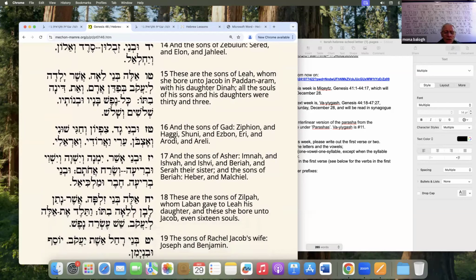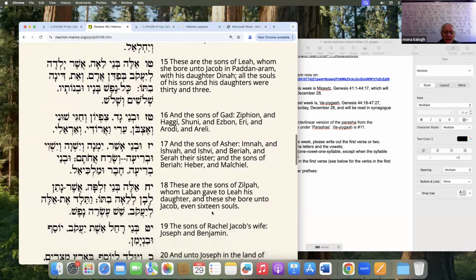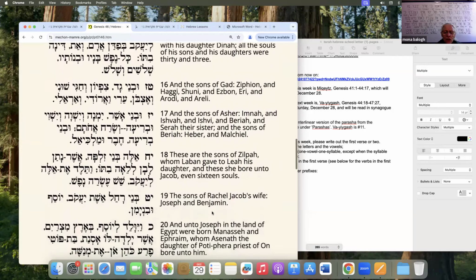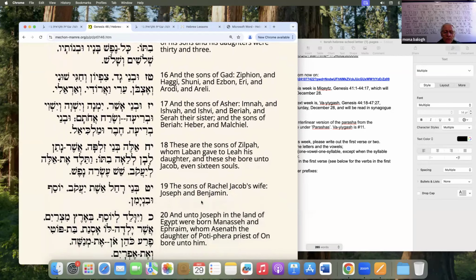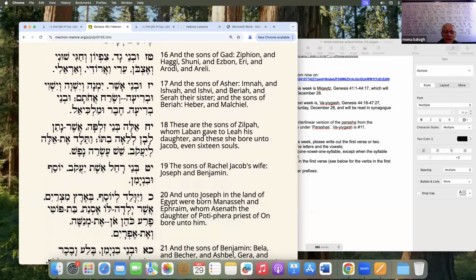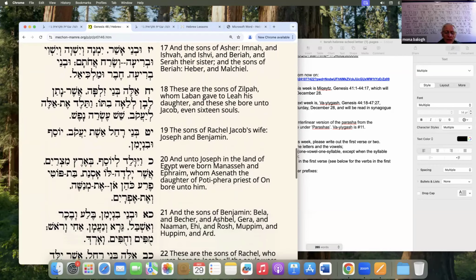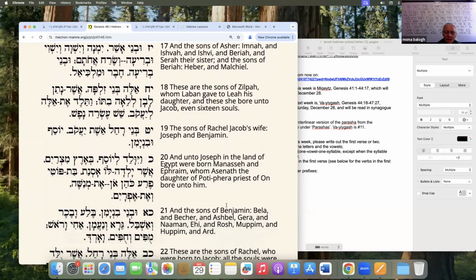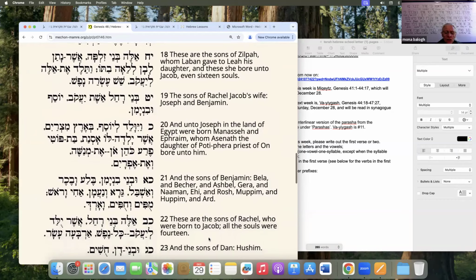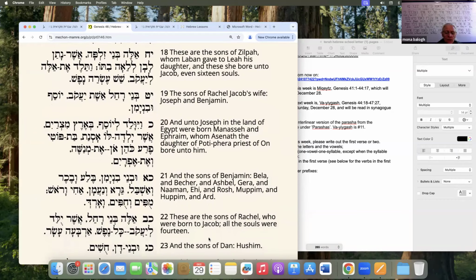These are the sons of Zilpah, whom Laban gave to Leah, his daughter, and these she bore to Jacob, 16 souls. The sons of Rachel, Jacob's wife, Joseph and Benjamin. And to Joseph in the land of Egypt were born Manasseh and Ephraim, whom Asenath, the daughter of Potipharah, priest of On, bore to him. And the sons of Benjamin. Okay, he got married and had kids. Bela, Besher, Ashbel, Gera, Naaman, Ehi, Rosh, Mupim, and Hupim, Ard. These are the sons of Rachel, who were born to Jacob. All the souls were 14.